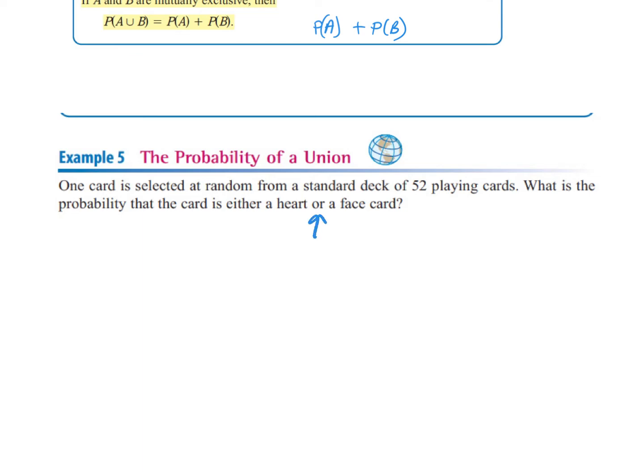First of all, do you see that word or? That means add. So look, you don't have to do this, but I'm just going to show you. I'm going to say the probability of me getting a heart, right? Or the probability of a face card, right?